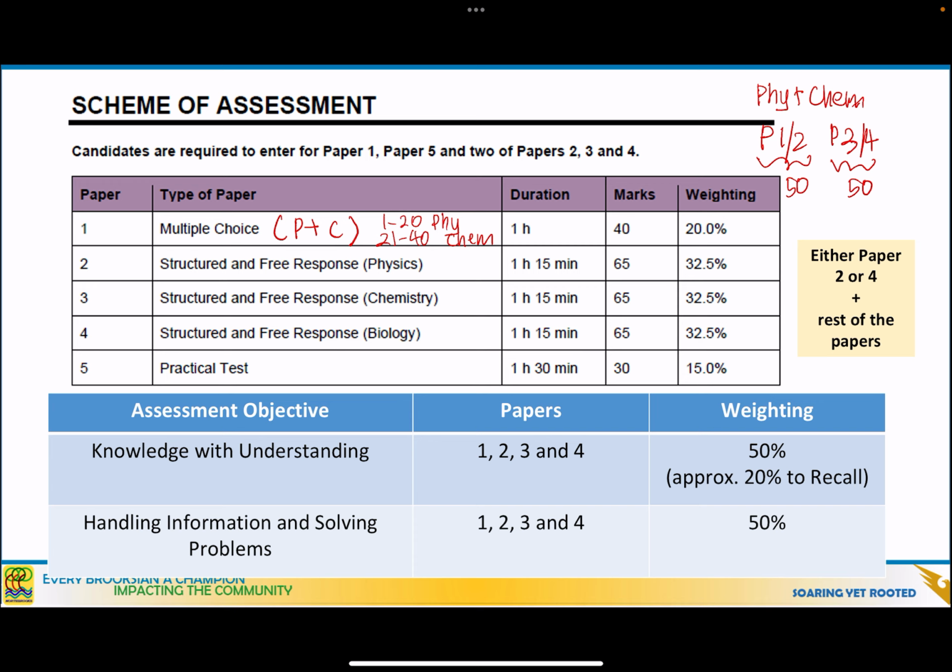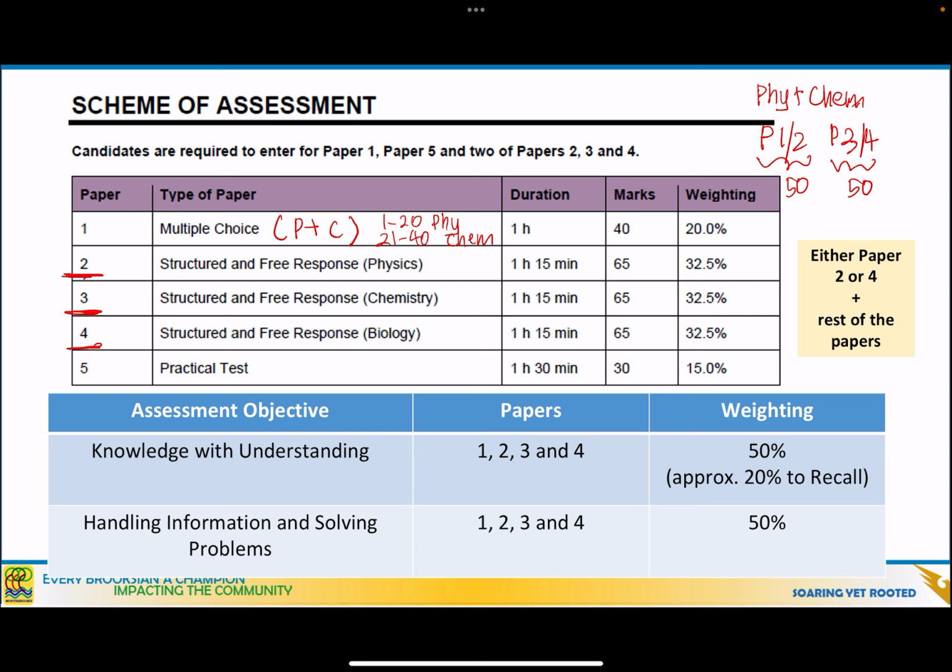40 questions, it seems the same as the past. In the past, your paper 1 is also 20 MCQ, paper 3, 20 MCQ ma. So that one is not the major change. What is the major change? The major change is paper 2, 3 and 4.